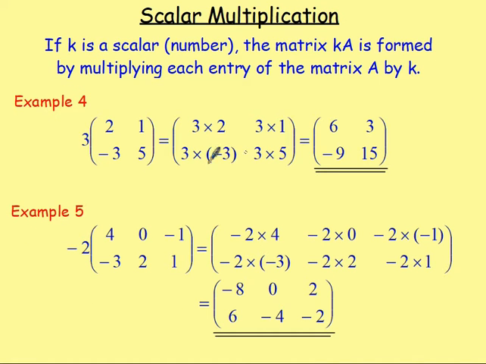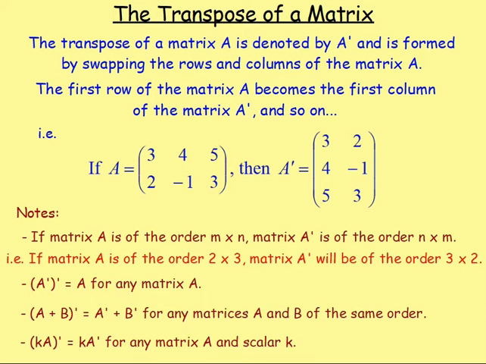Scalar multiplication. If you're multiplying your matrix by a scalar, just a number, what you do is you multiply every single element, every entry, by that scalar. So you'd have the 3 times the 2, the 3 times the 1, the 3 times the negative 3, the 3 times the 5. And you get out your answer.